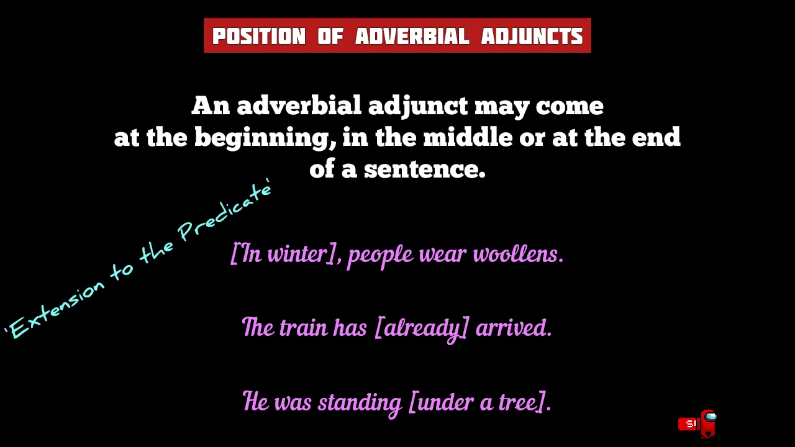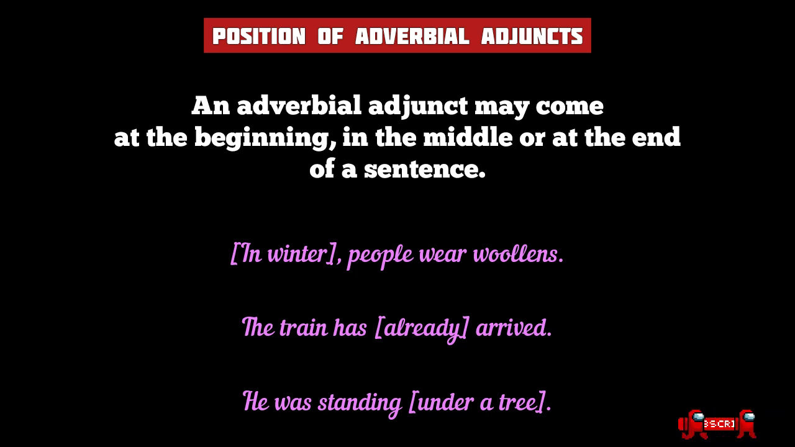Though an adverbial adjunct is an extension to the predicate, it may come at the end or in the middle or even at the beginning of a sentence. For example, in the sentence, in winter, people wear woolens, the adverbial adjunct in winter comes at the beginning. See, the phrase in winter qualifies the verb wear, yet it comes at the beginning of the sentence.